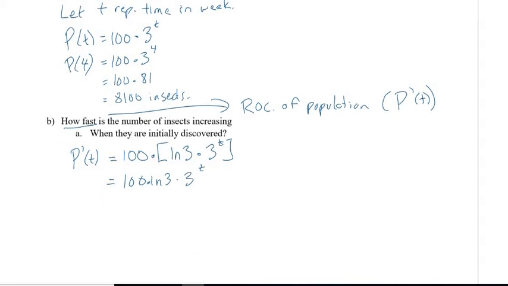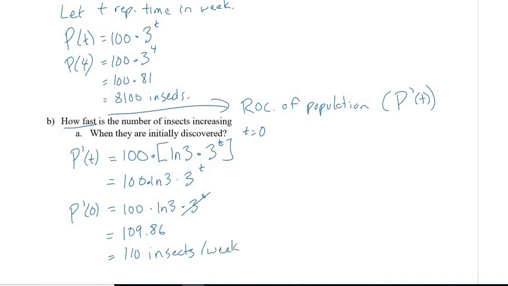So when they're initially discovered, that's going to be t equals 0. So we're going to find the derivative at 0. That's going to be 100 times natural log of 3 times 3 to the 0. And of course, 3 to the 0 is just 1. So it's going to be 100 times natural log of 3, which is 109.86. So I'm going to say we don't want a part of an insect, so we're going to say 110 insects per week, roughly. So 110 insects per week is the rate of change when we start.